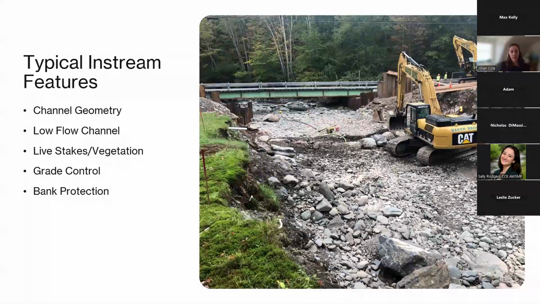And then bank protection upstream and downstream of the structure needs to be evaluated and included. So that typically includes rock, it typically requires rock as stated above. But incorporating vegetation is recommended to increase the long-term stability of any rock stabilization features.